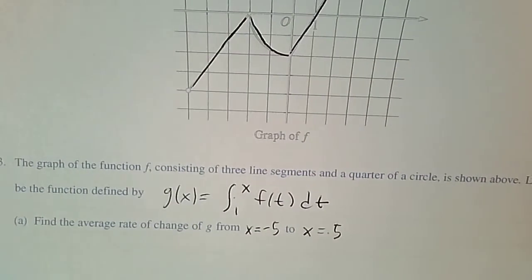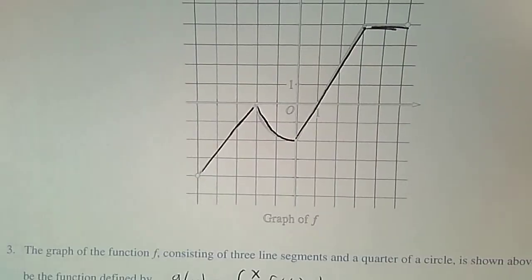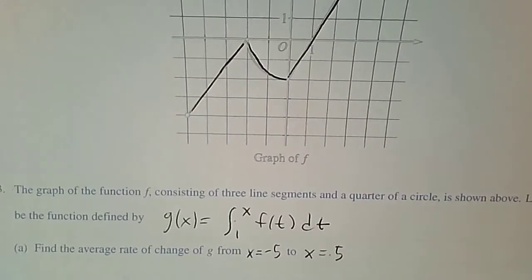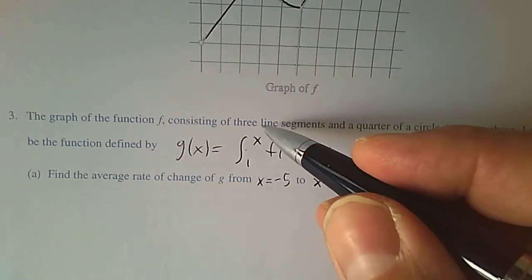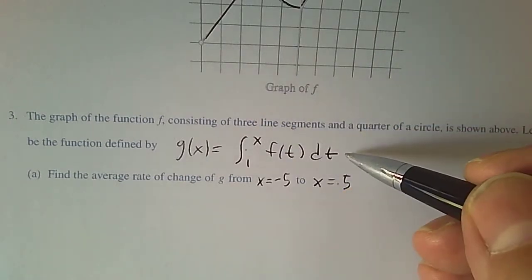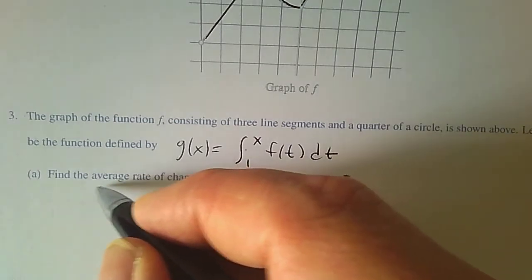And there's a quarter circle in the middle. So I see the 3 line segments, and there's a quarter circle in the middle. And then it defines g using that graph. So it's the integration of that graph from 1 to x dt. So first it says find the average rate of change.